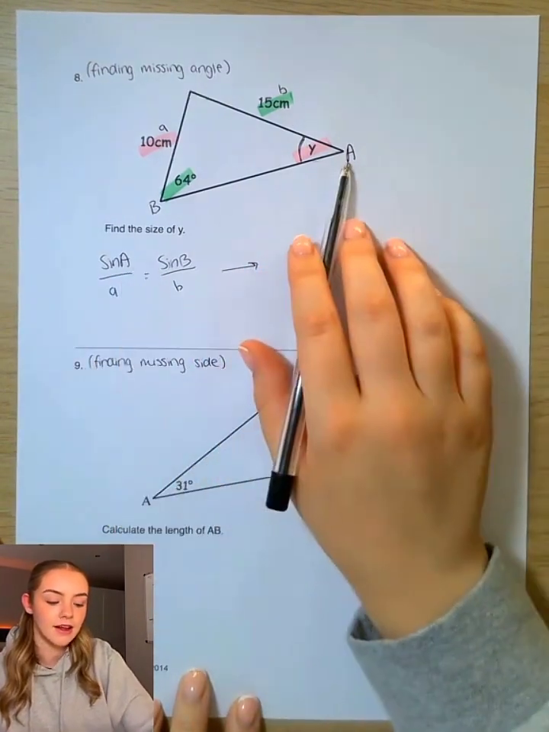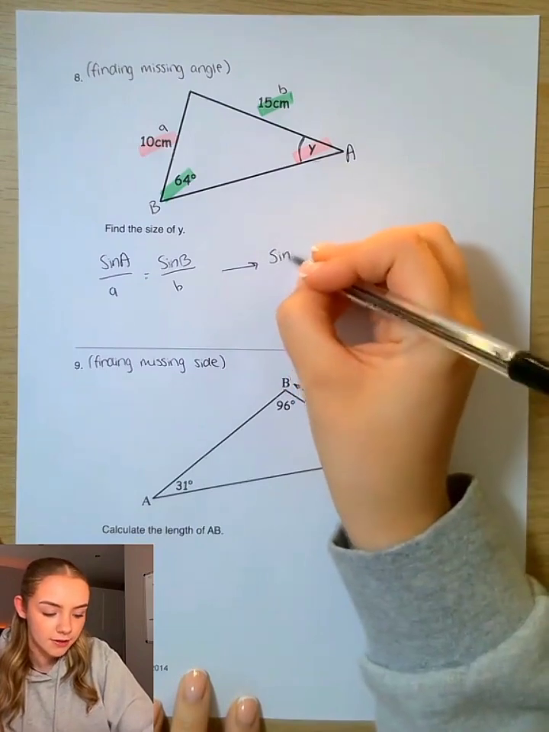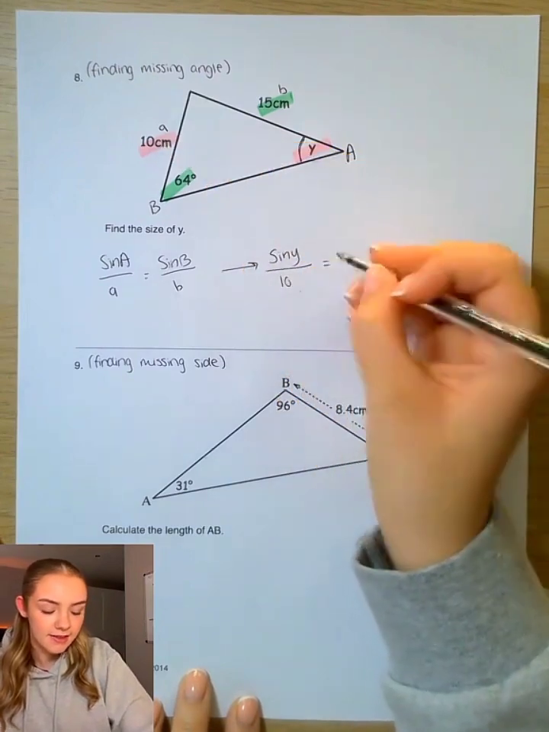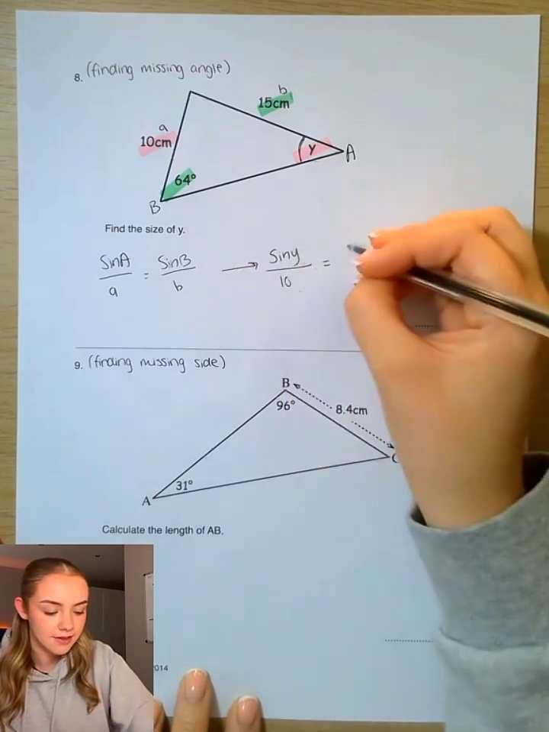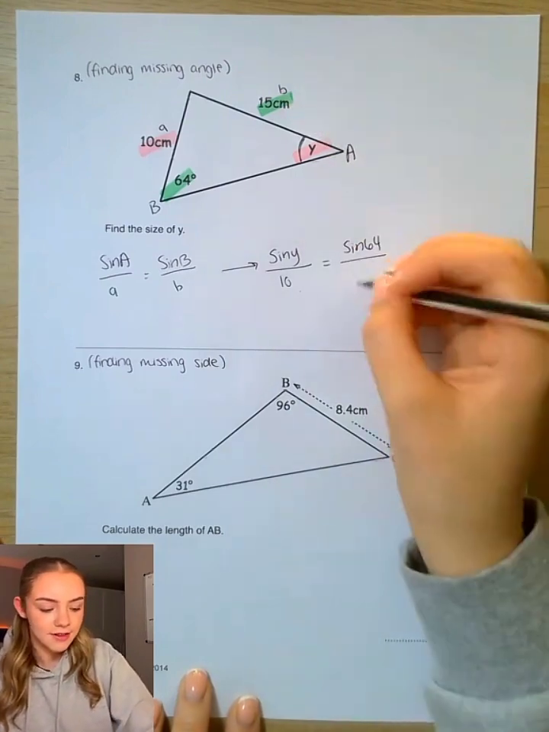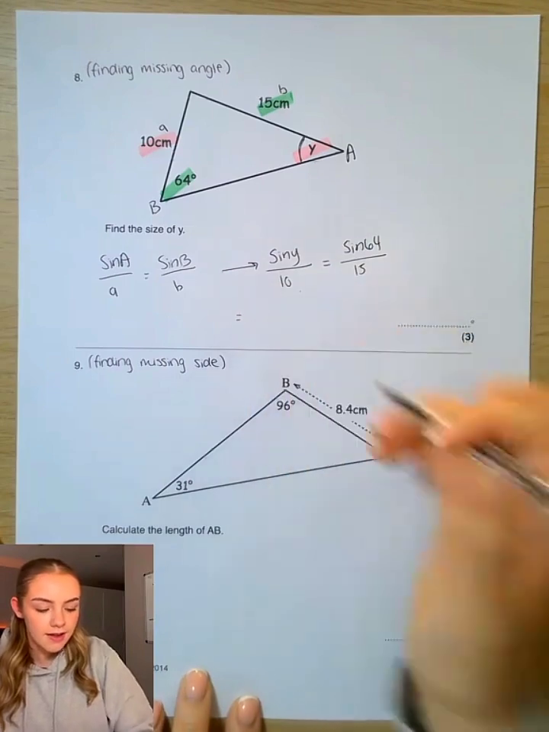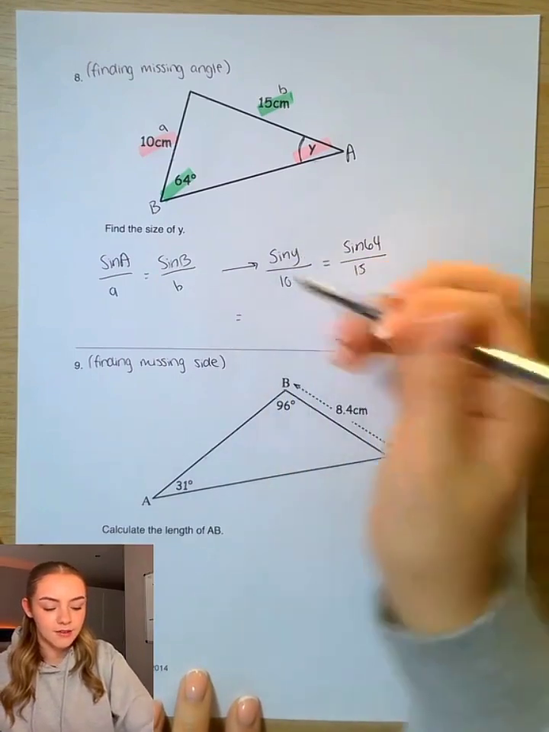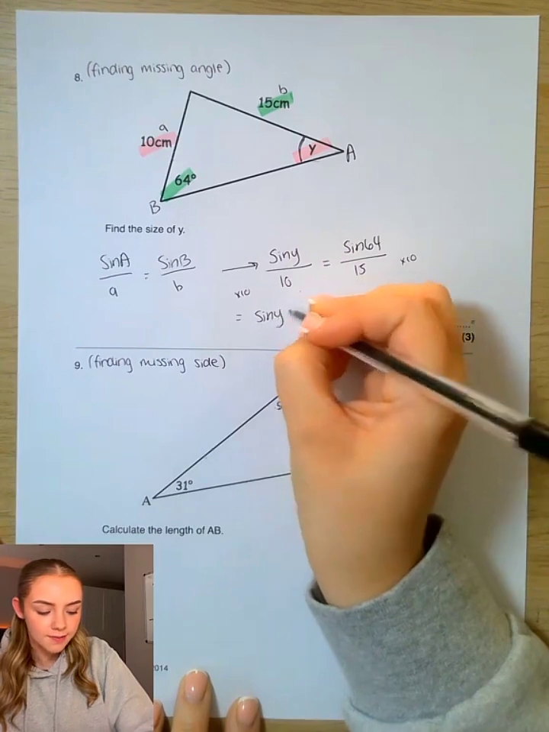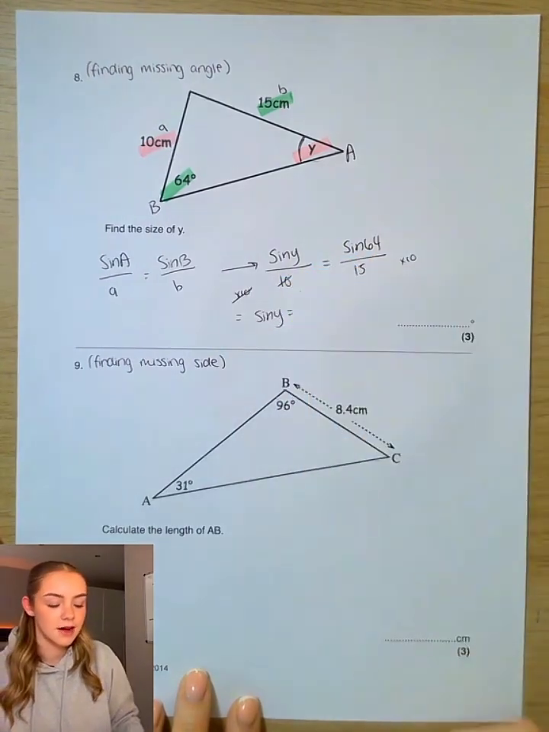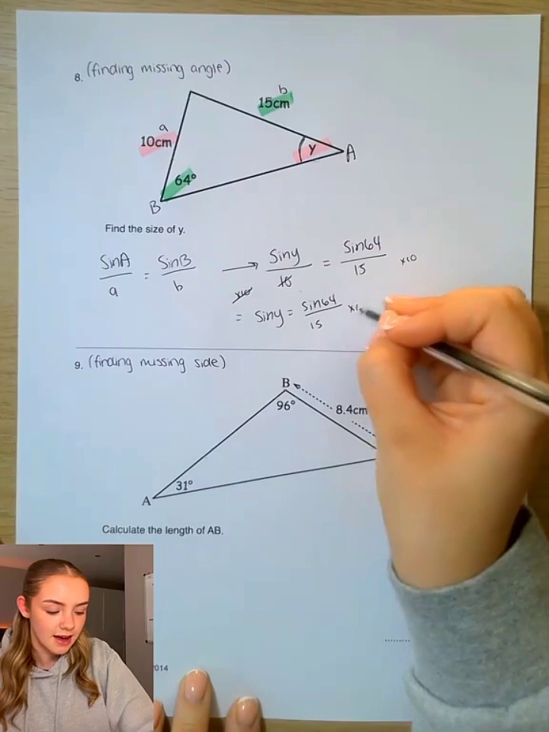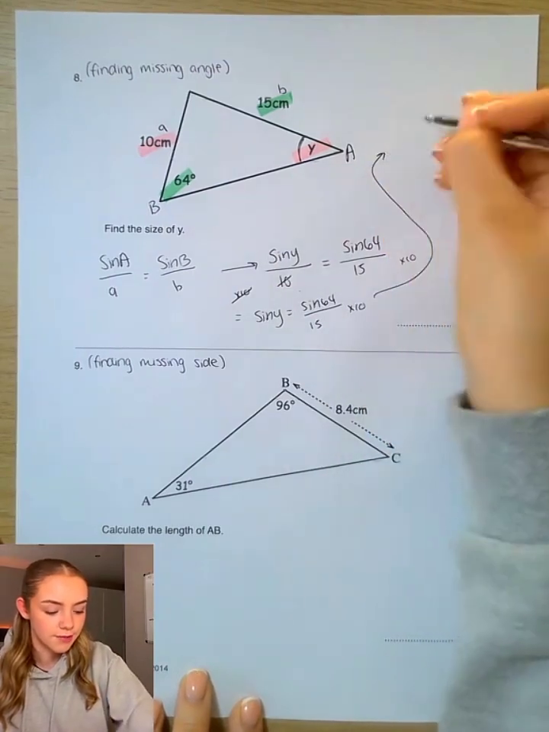So we stick in any values that we do know into our equation, so we'll rewrite it over here. Sine of angle A, well that's sine of y, so sine y divided by side A, which is 10, is equal to sine of angle B, which is 64, so sine 64 divided by side B, which is 15. To get sine y on its own, if it's divided by 10, that's just times 10 to both sides. So we'll have sine y, because the times by 10 cancels out the divide by 10, is equal to sine 64 over 15 times by 10. I always run out of room on any question that I do.